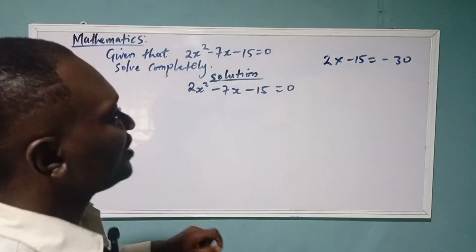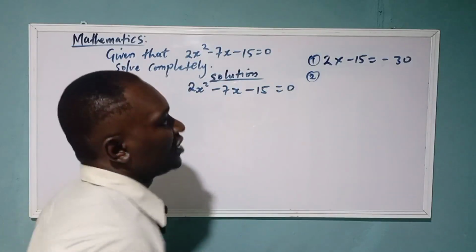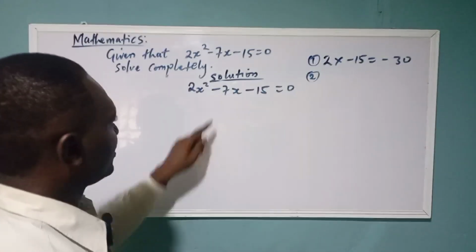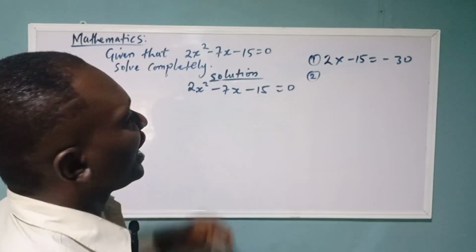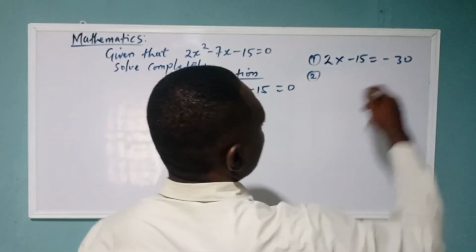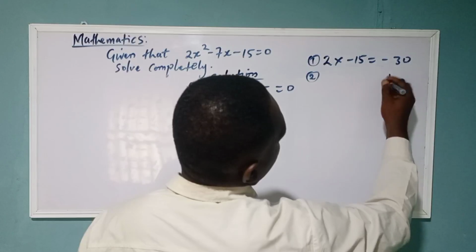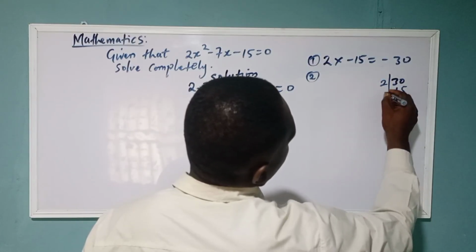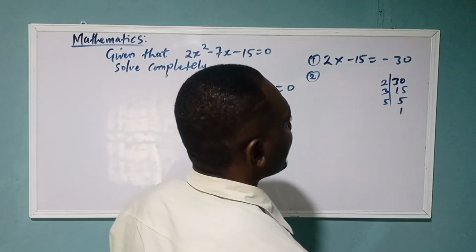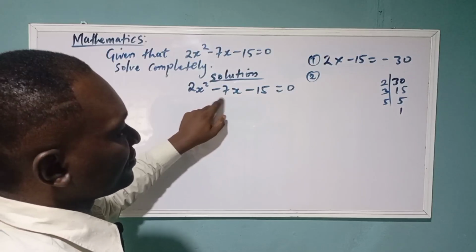So achieving that, the next step, this is step 1. The next step is to find 2 factors of minus 30 that when you add them together, they will give you minus 7, and when you multiply them together, they will give you minus 30 back. So let's take factors of 30, right? So 2 here will give you 15. 3 here will give you 5. And 5 here will give you what? 1.